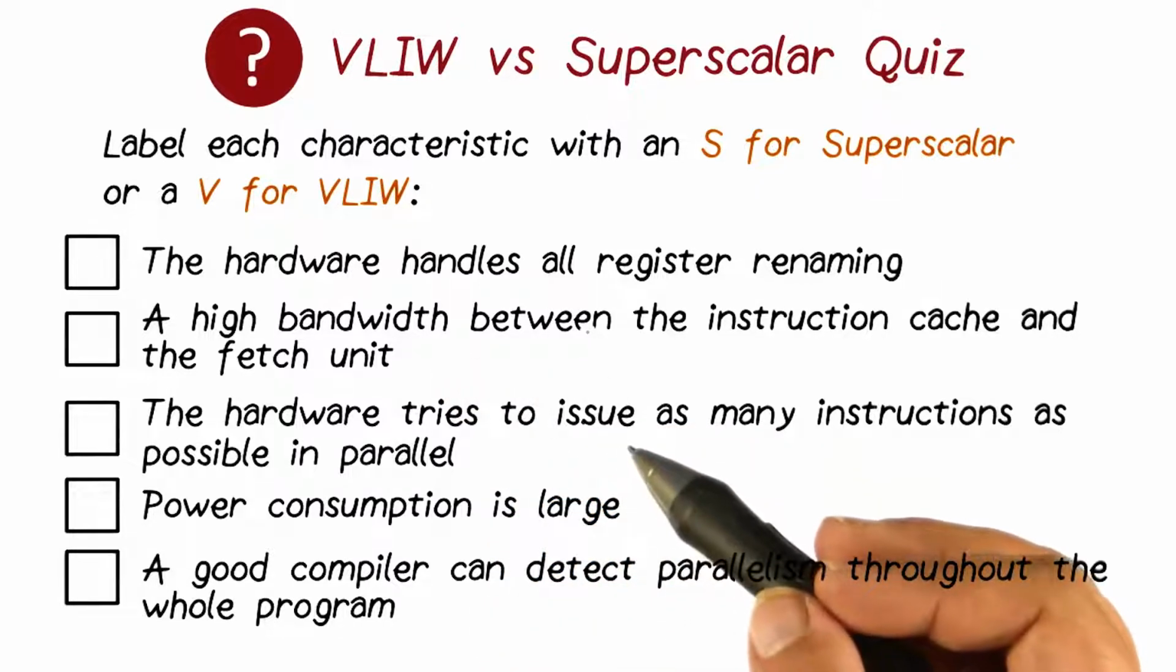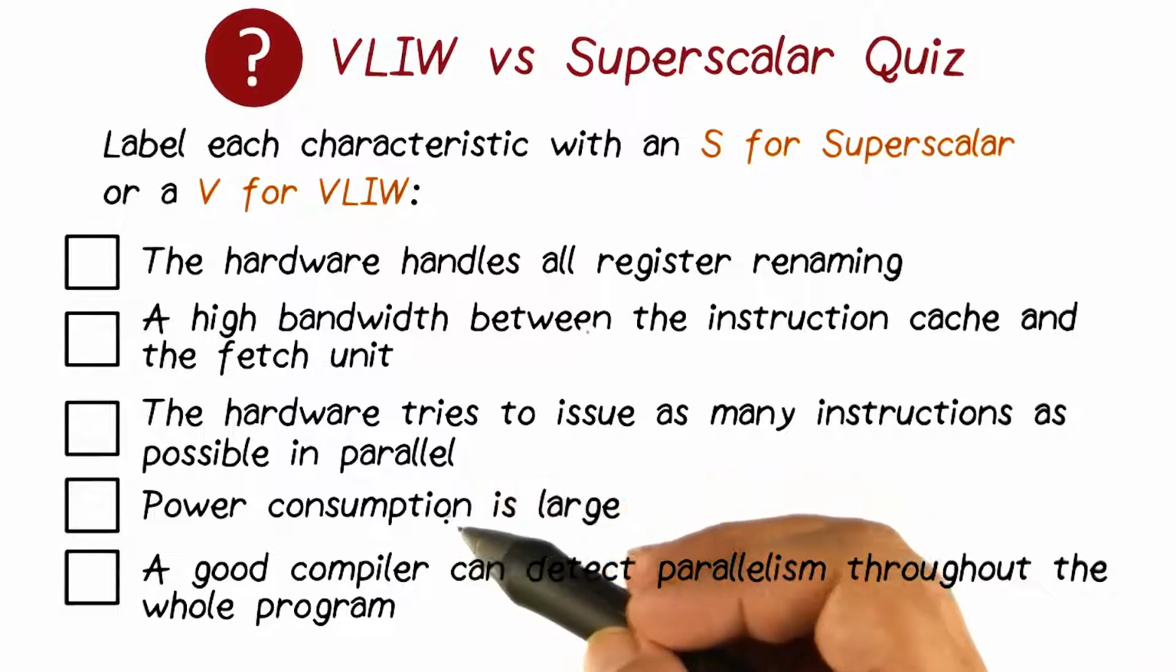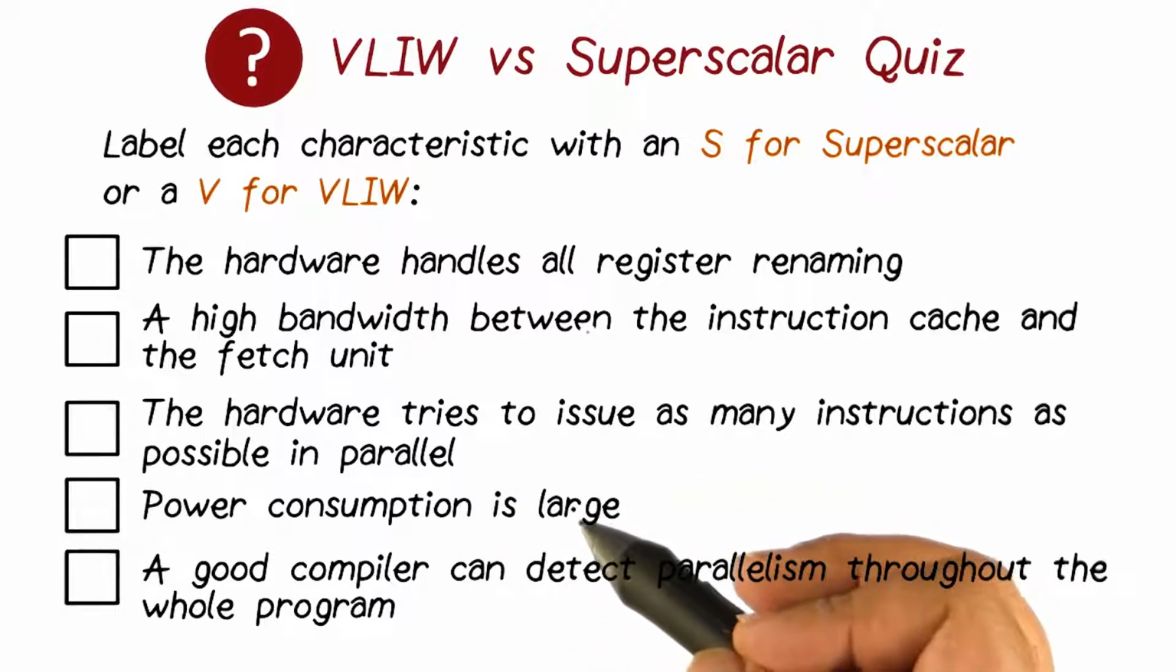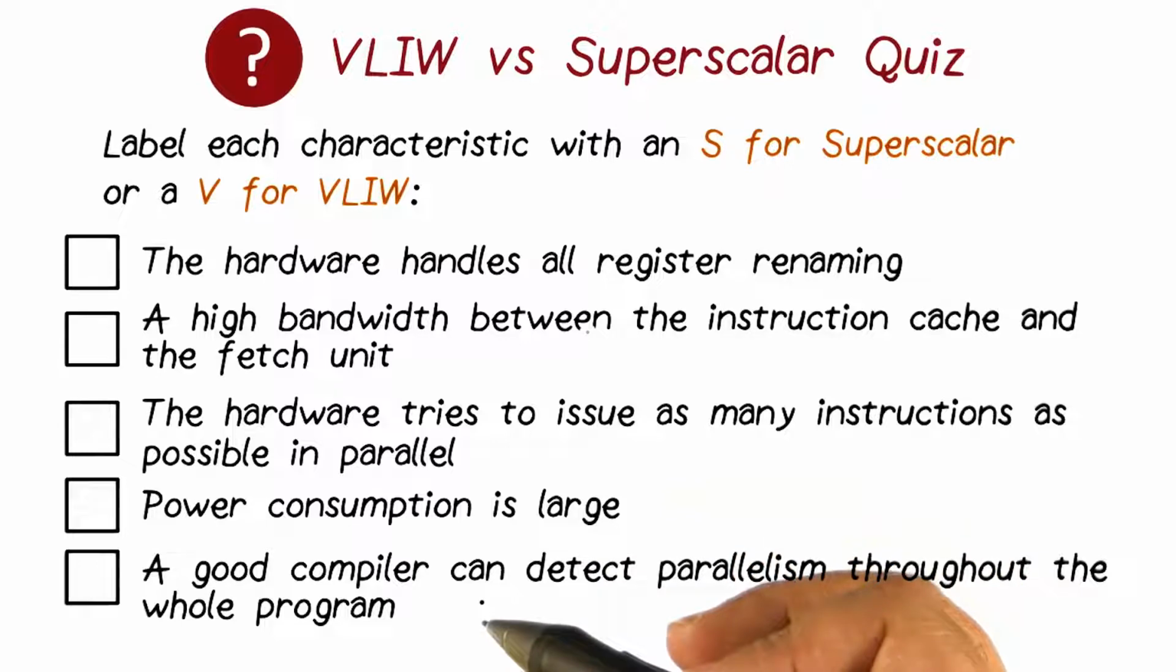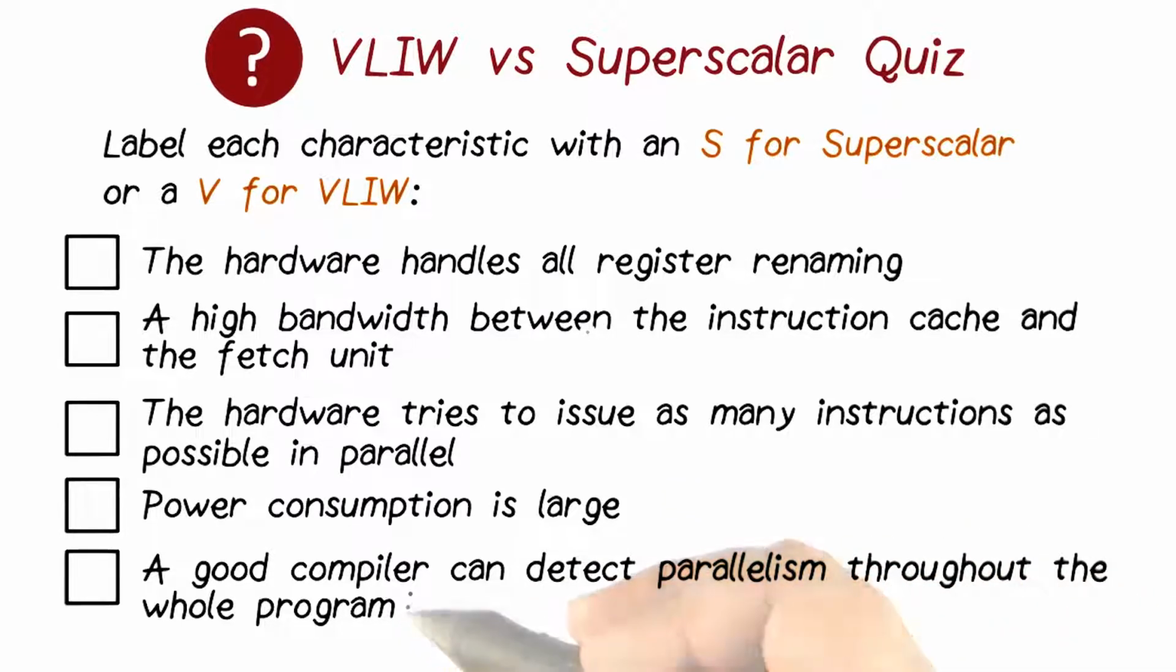The third question. The hardware tries to issue as many instructions as possible in parallel. The fourth one. The power consumption is large. And the last one, but not the least, a good compiler can detect parallelism throughout the whole program.